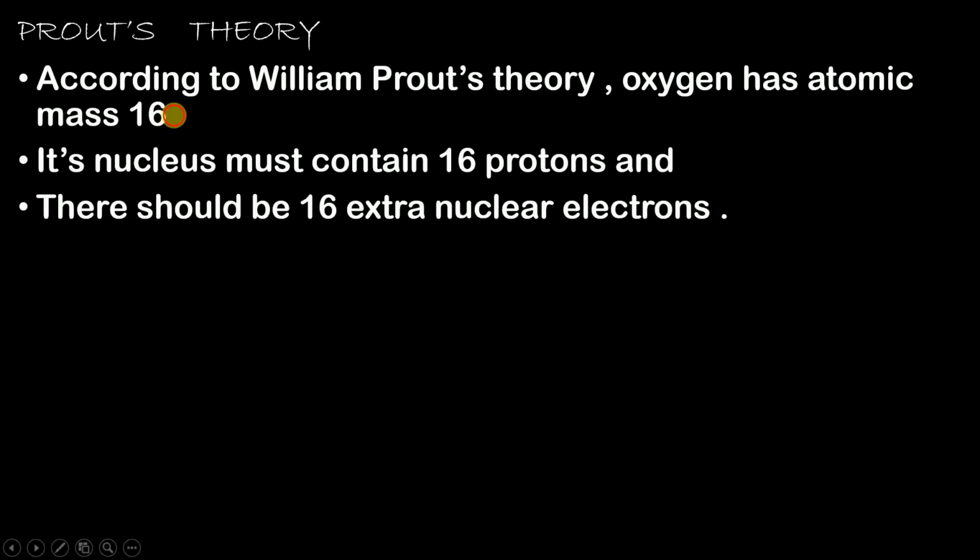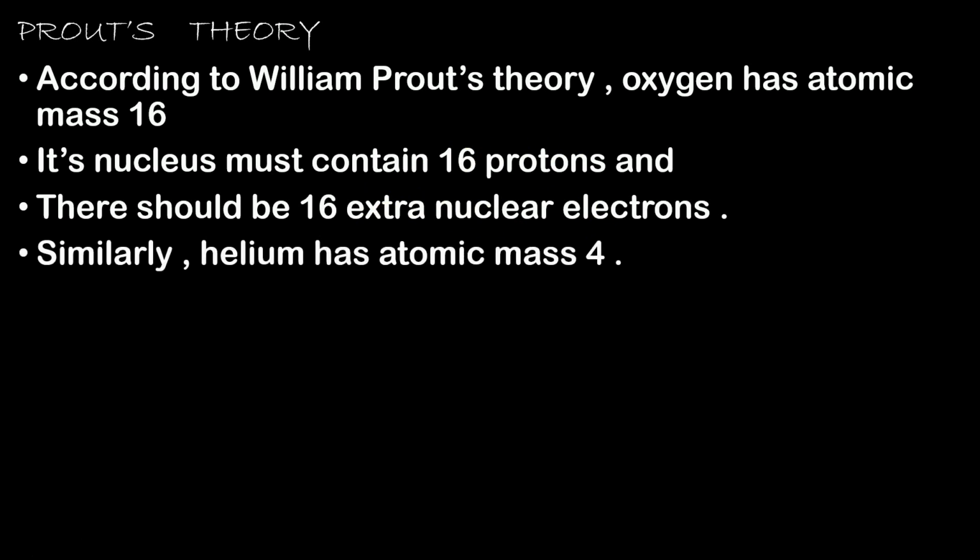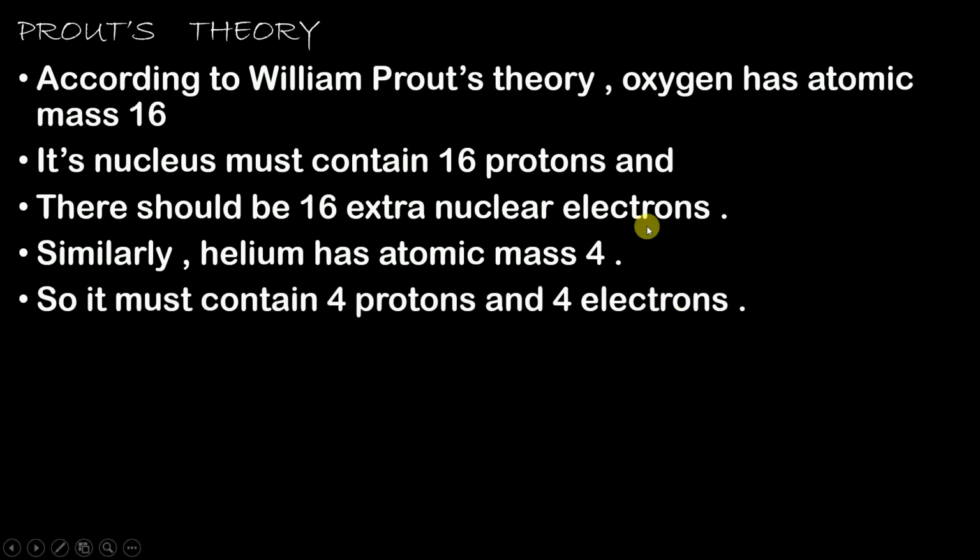Now, what is the meaning of these 16 extra nuclear electrons? It means that there are 16 electrons which are not present in the nucleus but are out of the nucleus. So, he said that there are 16 protons inside the nucleus and 16 electrons out of the nucleus. Similarly, he said that helium has atomic mass 4, so helium will contain 4 protons and 4 electrons outside the nucleus.